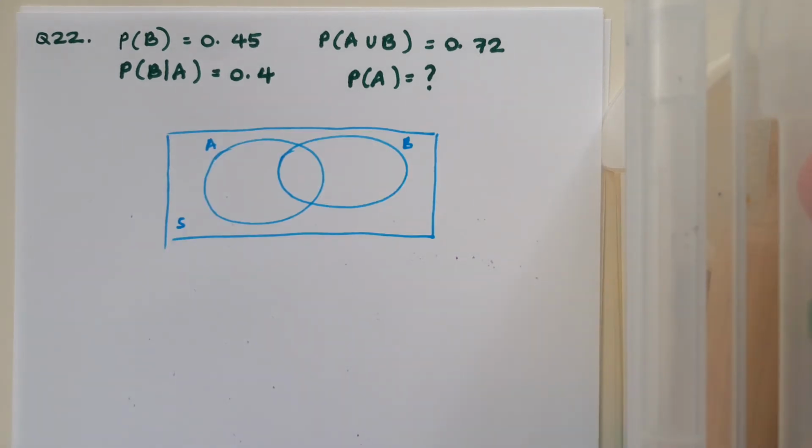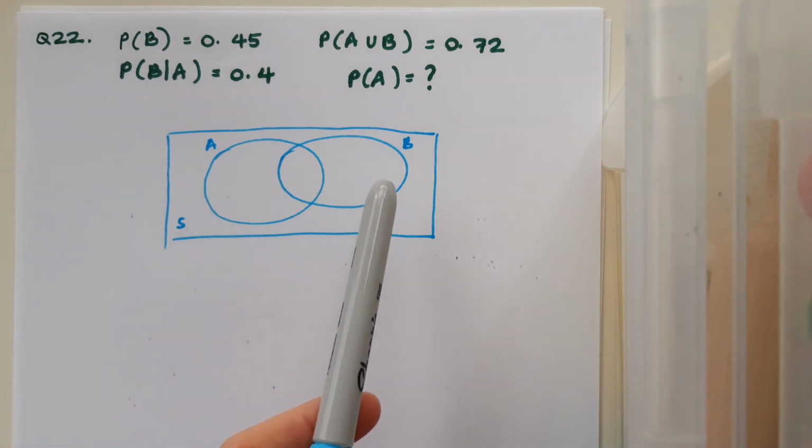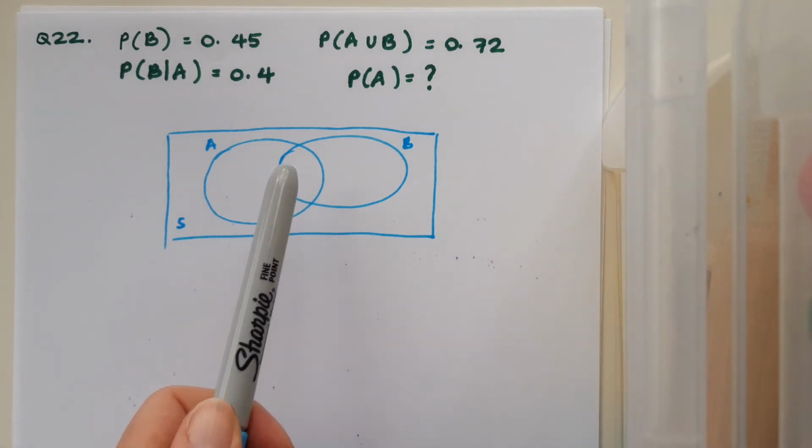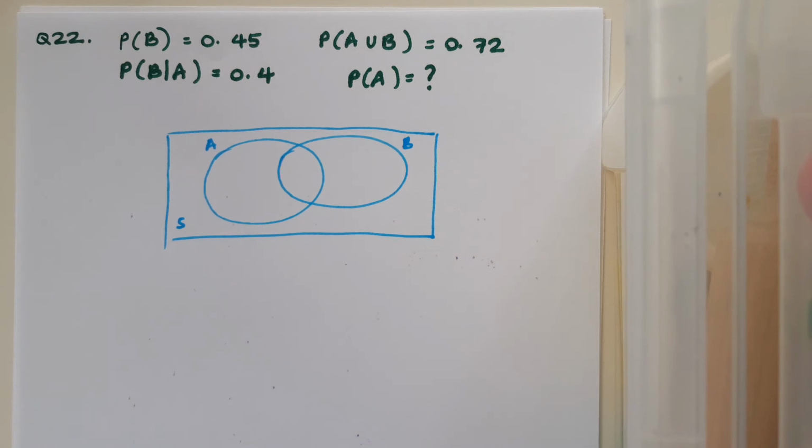So I've got my Venn diagram. My universal set is called S for sample space. I've got my A set and I've got my B set. And again, the problem I'm encountering here is that I don't know what to put into the intersection. That's really hampering me filling in the diagram overall. So I have to have a look at the information that I have and see what I can glean from it. It's a little bit like question 18, really.